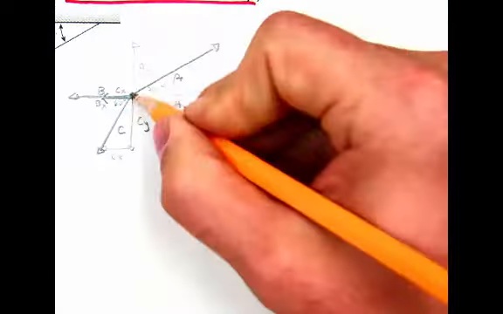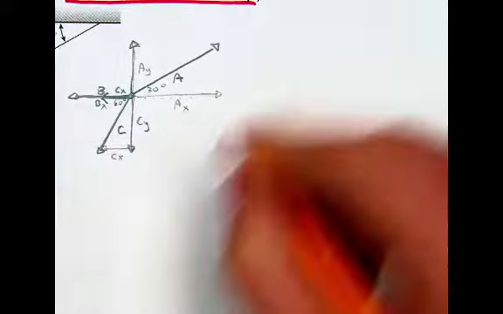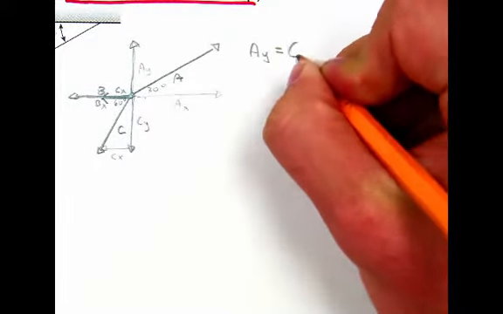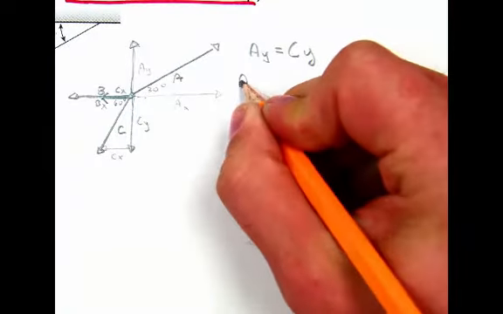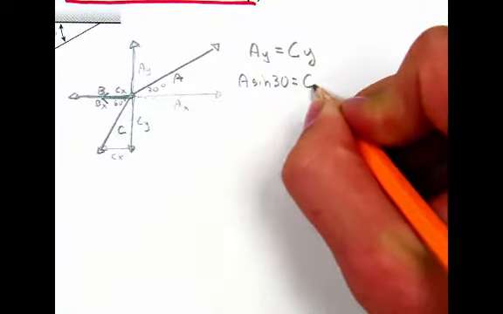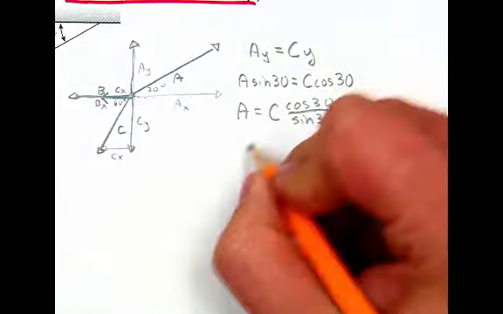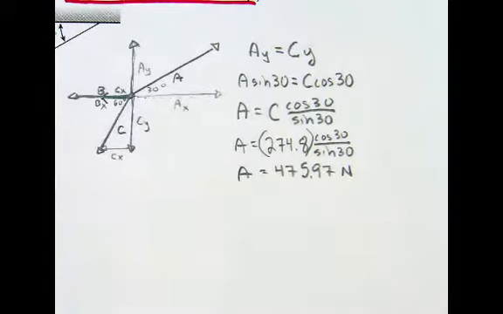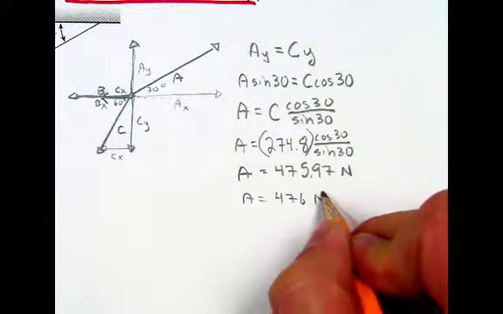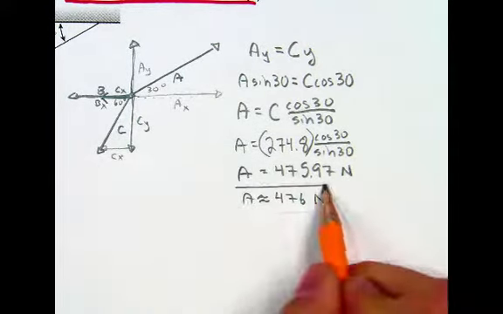Now, since the system is at equilibrium, I know that the forces in the Y direction, which are AY and CY, are going to be equal to each other. And since I know C, all I need to do is make my substitutions and solve for A. And so when I solve, I'm going to get A is equal to 475.97 newtons, which is approximately 476 newtons.